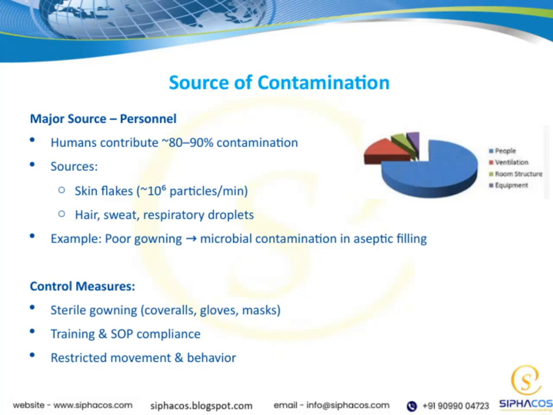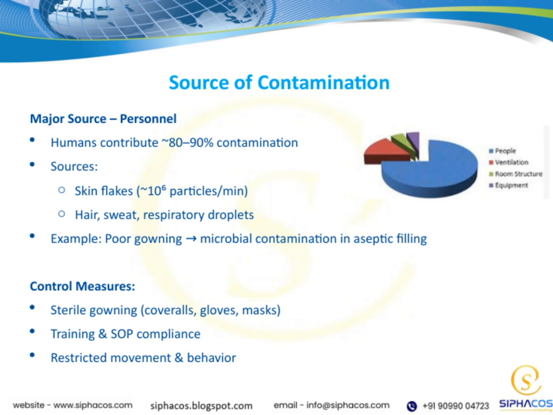Let's talk about the source of contamination, focusing on the major contributor, personnel. Humans are responsible for approximately 80 to 90% of contamination in many controlled environments. This is mainly due to things like skin flakes, which can release around 1 million particles per minute, as well as hair, sweat, and respiratory droplets. For example, poor gowning practices can lead to microbial contamination, especially during sensitive processes like aseptic filling.